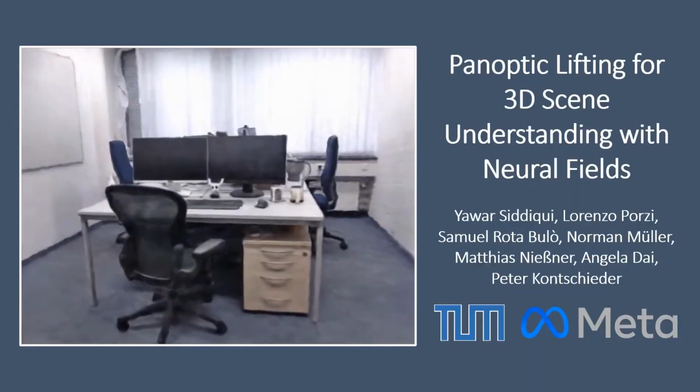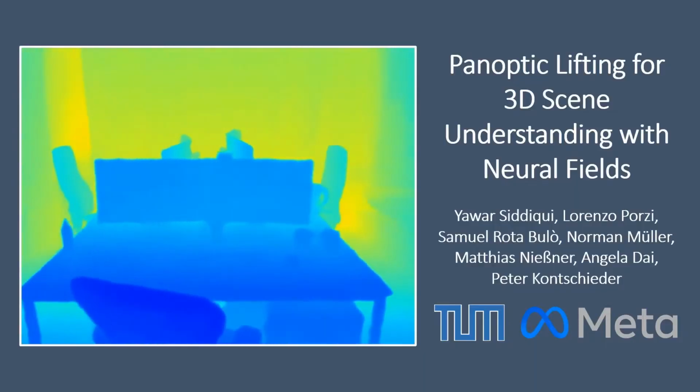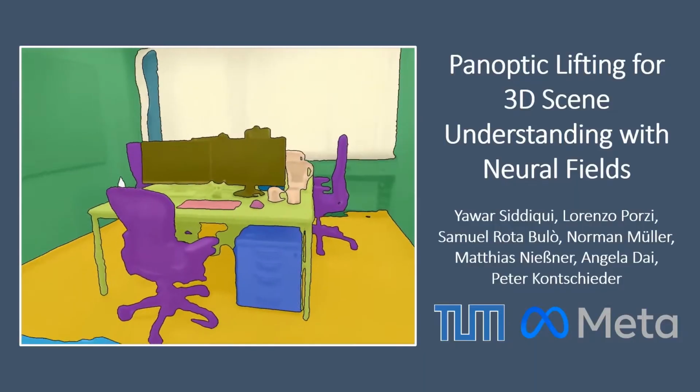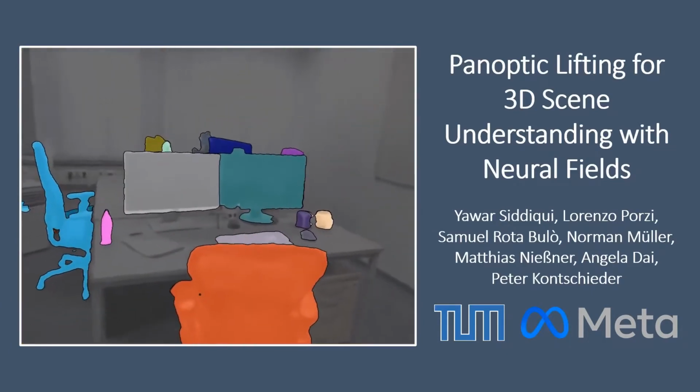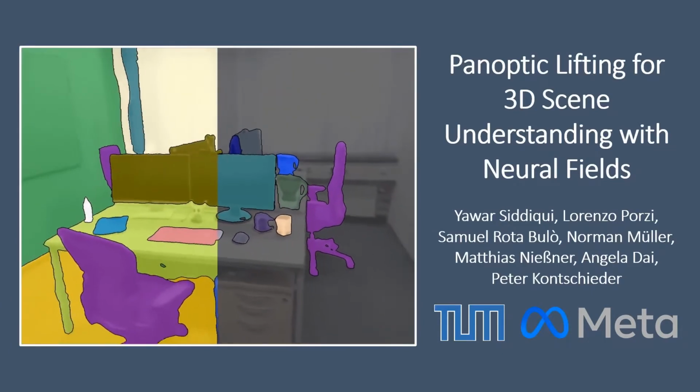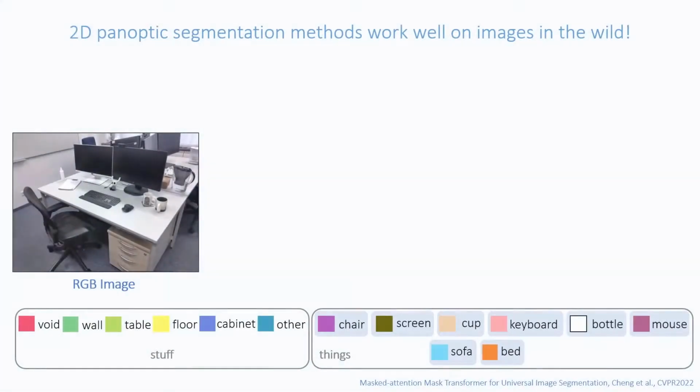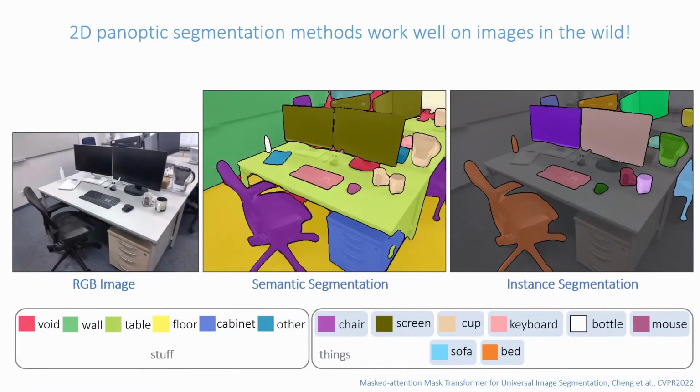We present panoptic lifting for 3D scene understanding with neural fields. With the availability of large-scale labeled 2D data and advances in model architectures, state-of-the-art 2D panoptic segmentation methods perform well, even for images in the wild.